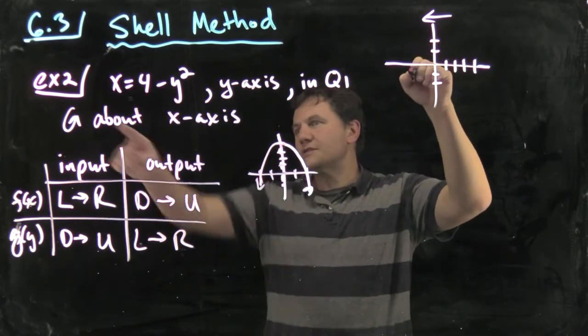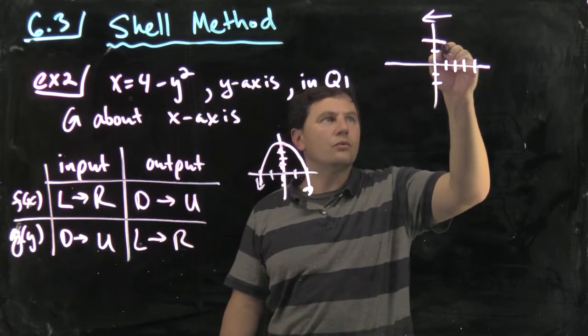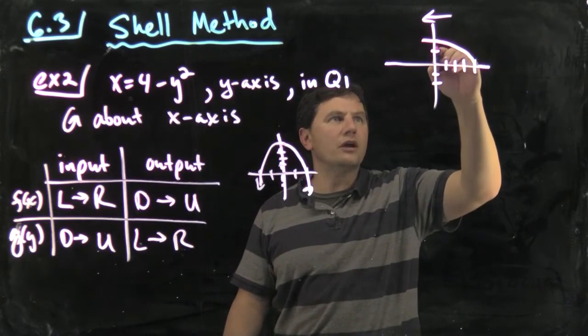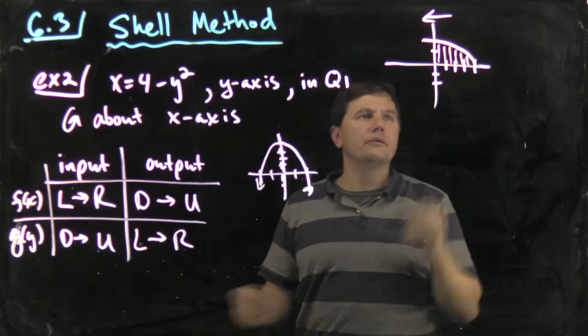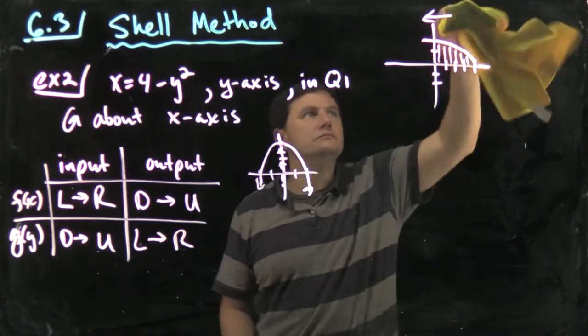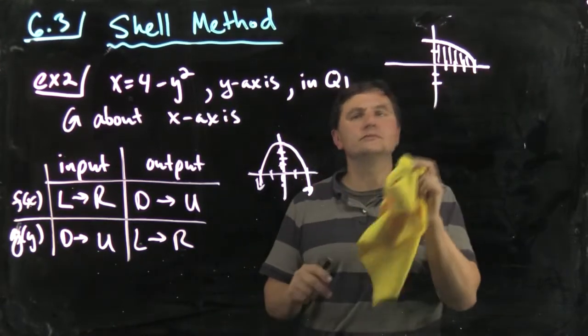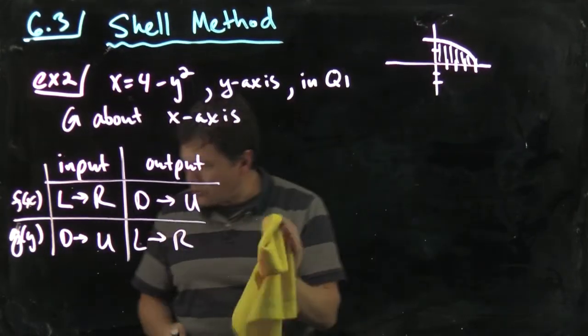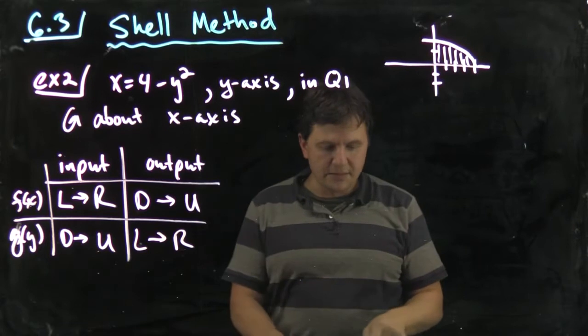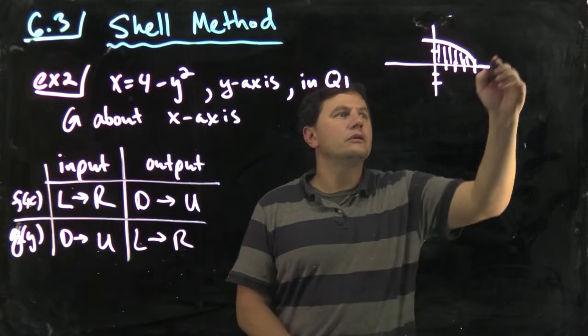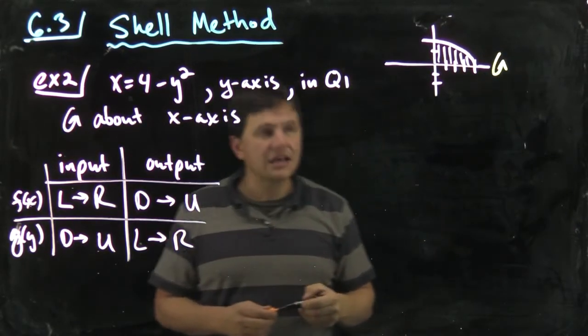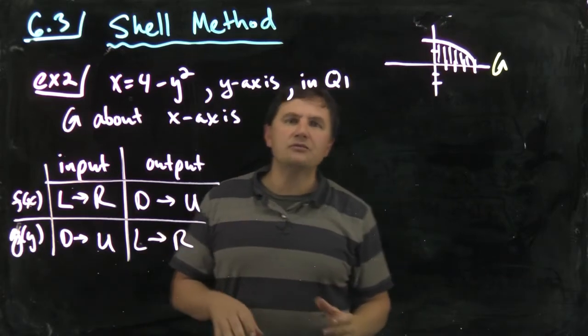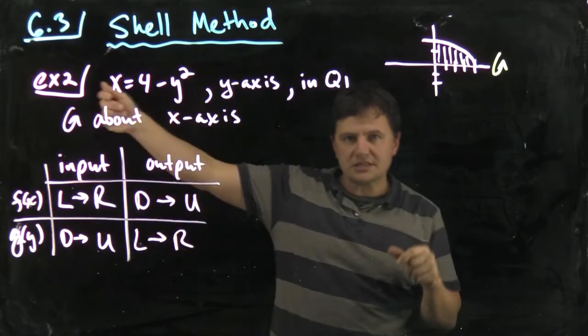Now actually let's pay attention to the rest of this. We only care about the first quadrant, so we're talking about this region in here. Let's get rid of this because this is not the graph I'm talking about. So what I'm going to do now is we're rotating this about the x-axis.